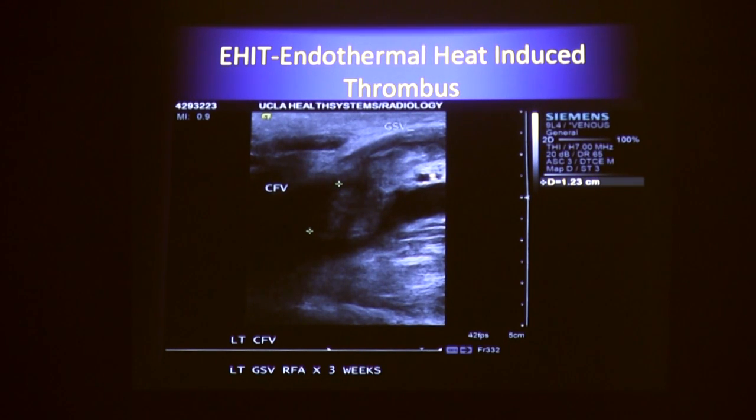How do you know you have a blood clot? Because I do an ultrasound after every procedure I do, 1 to 3 weeks later, and we look for that to make sure we don't. Okay, 1% of the time it can happen, and it tends to happen in people that have this underlying problem.